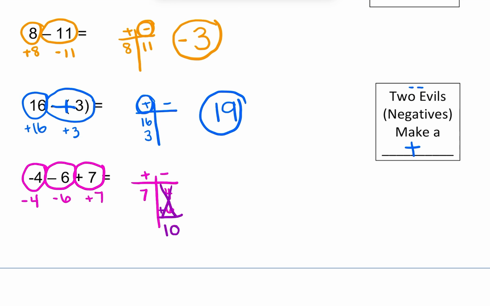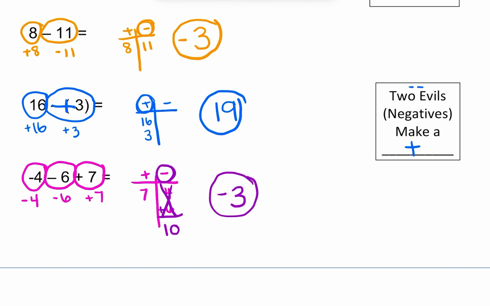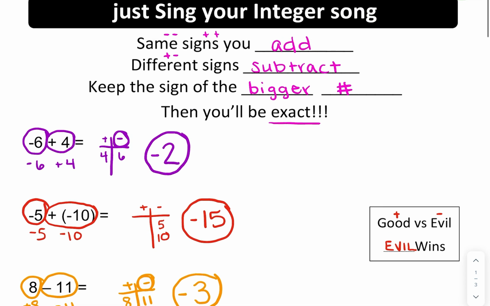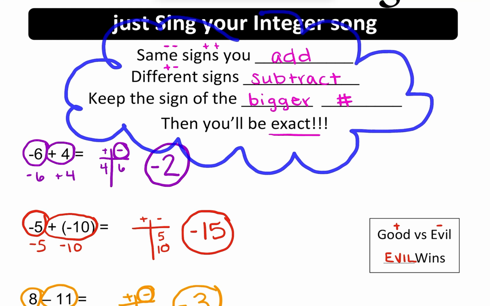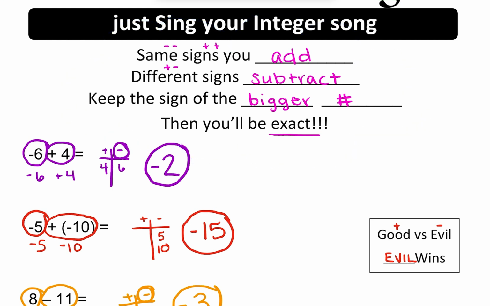So now I am comparing the 10 and the 7. Those have different signs, so different signs subtract. So now I can subtract the 10 and the 7, which gives me 3. And who had more power? The negatives did, so -3. So, big thing here, you got to remember that song. Same signs you add, different signs subtract. Keep the sign of the bigger number, then you'll be exact.